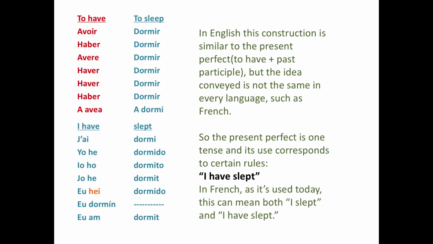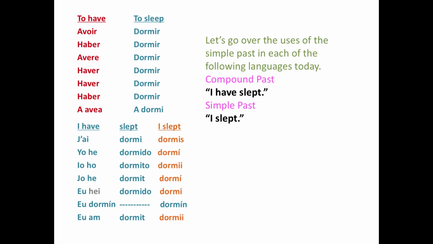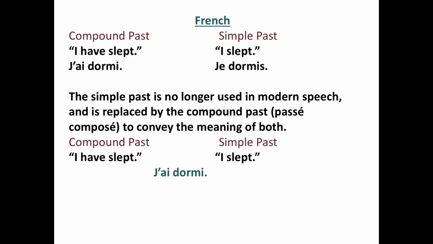I have slept is I'm telling you something and I'm not being specific about when I did it, I'm just telling you in the past I've done it. In French, as it's used today, this can mean both I slept and I have slept. So we're going to go over the compound past and the simple past. In French, the compound past, j'ai dormi, and the simple past, je dormis. Both exist, but the simple past is no longer used today in modern speech and is replaced by the compound past, the passé composé, to convey the meaning of both.